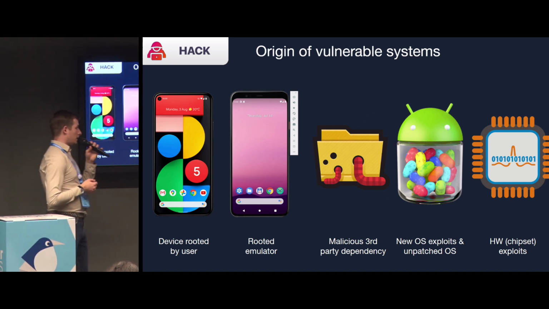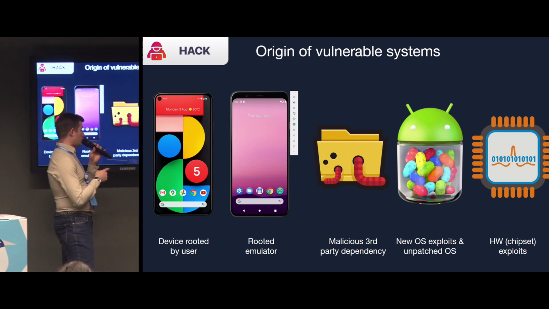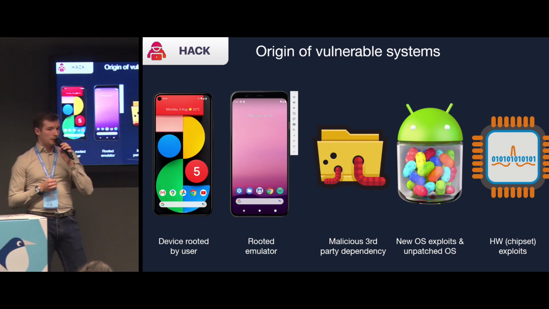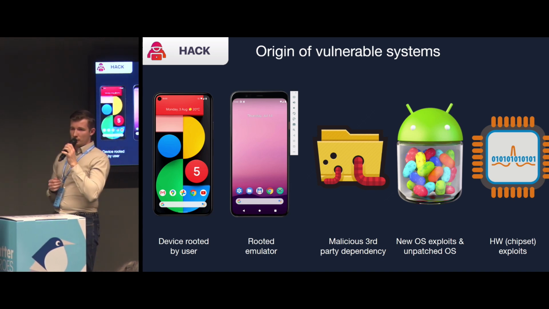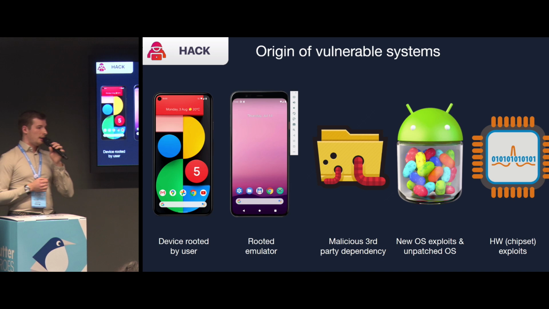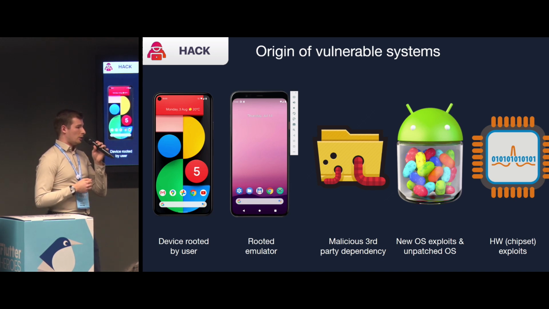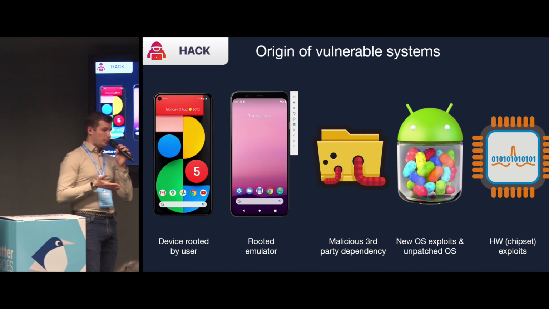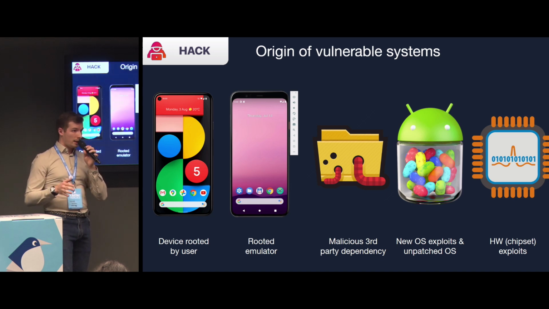First is malicious third-party dependency. I don't have an example from the mobile world, but you may remember that like 2 years ago, there was a really well-known vulnerability, Log4Shell. So you can imagine what would happen to applications if there was some security vulnerability in some widely accepted package which is used by the majority of apps.